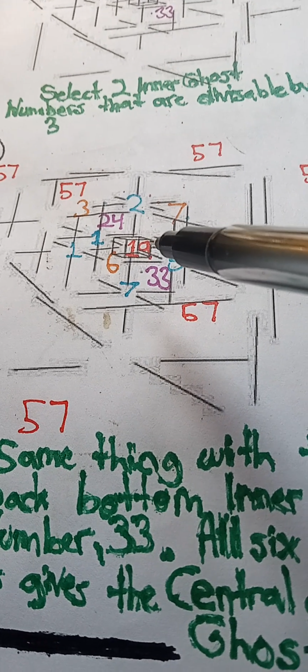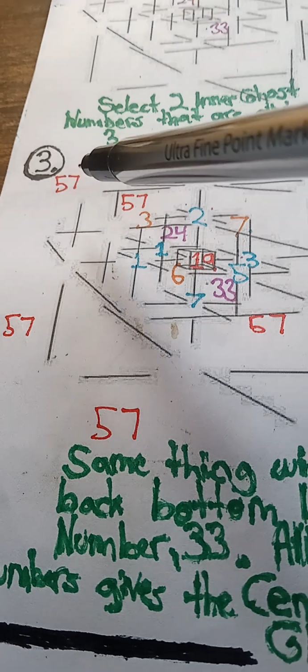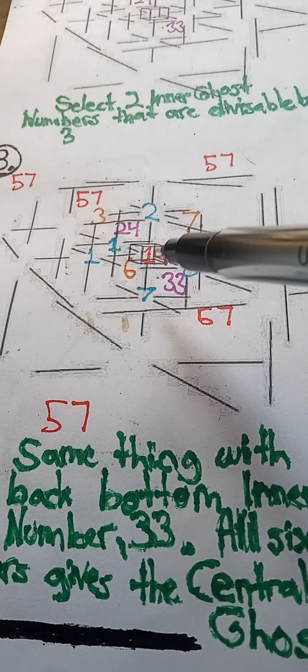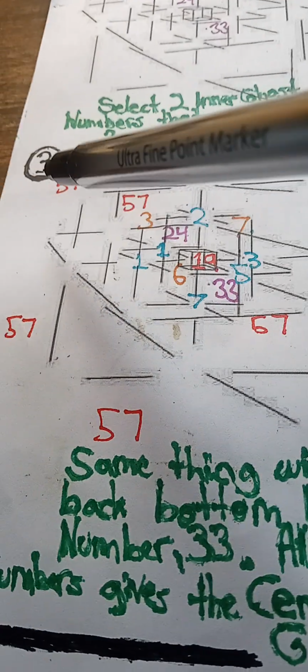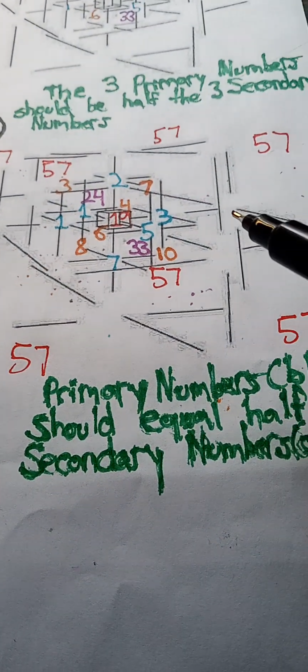So now that you know the central ghost number, you just add it 3 times and it gives you the outer ghost number, 57. If you know about these cubes, you know that that's true. The inner ghost number in addition form, added 3 times, gives you 57. But I'll get to that. That's one of the tests.